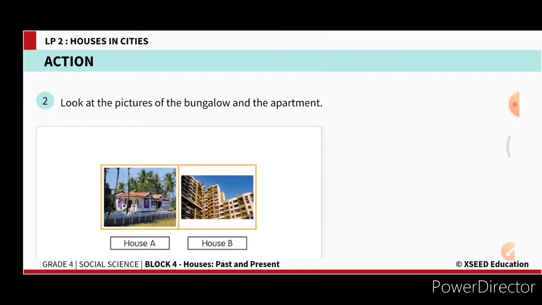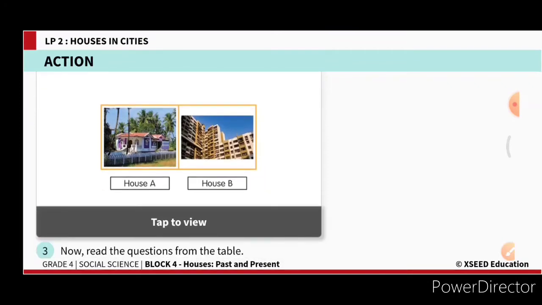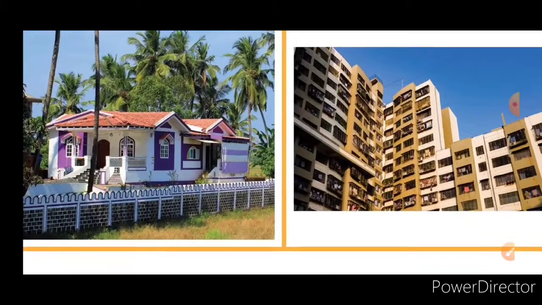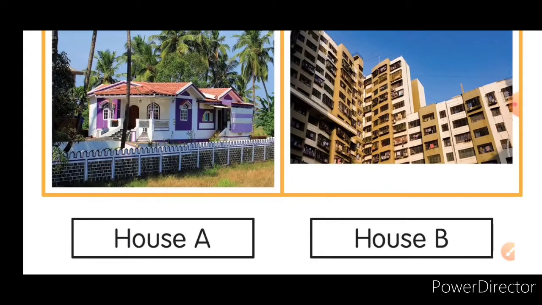So, let us look at these pictures of a bungalow and an apartment. Here house A is a bungalow, house B is an apartment. You can observe the features of the bungalow. All the rooms are built on the floor. A big joint family can live in this. Whereas in multi-story buildings, small families live in the apartments and the stories are built one over the other.